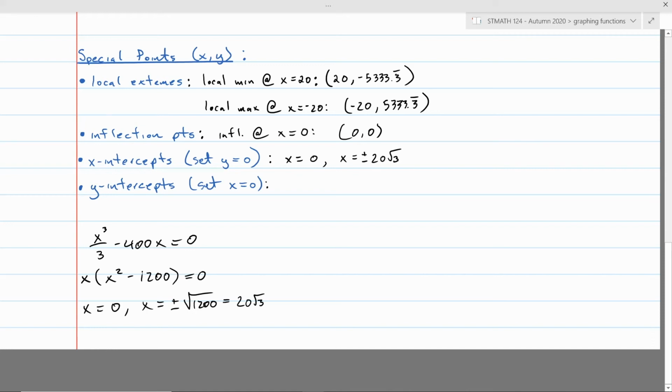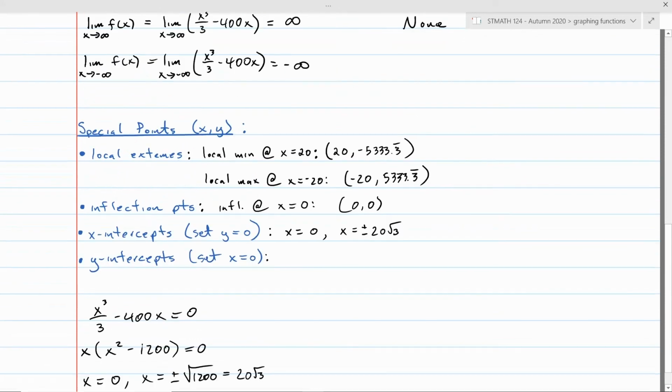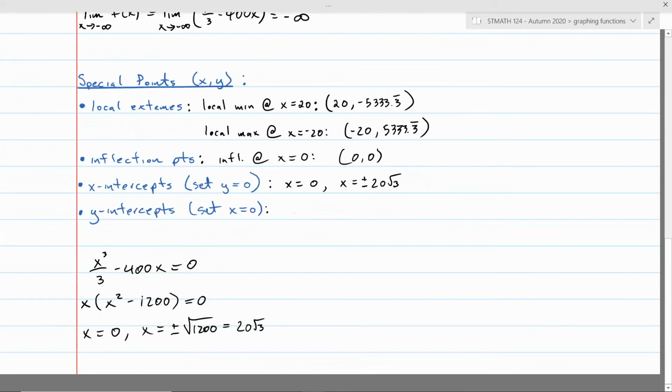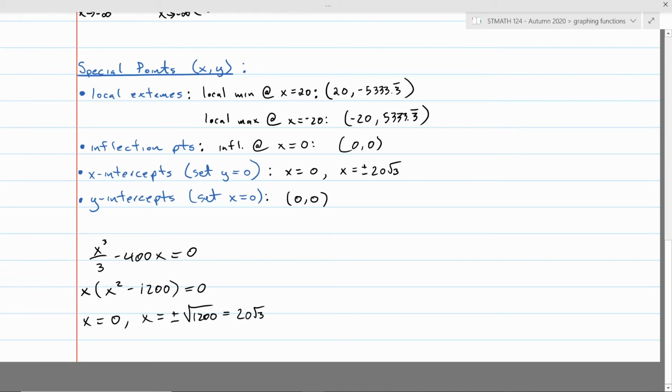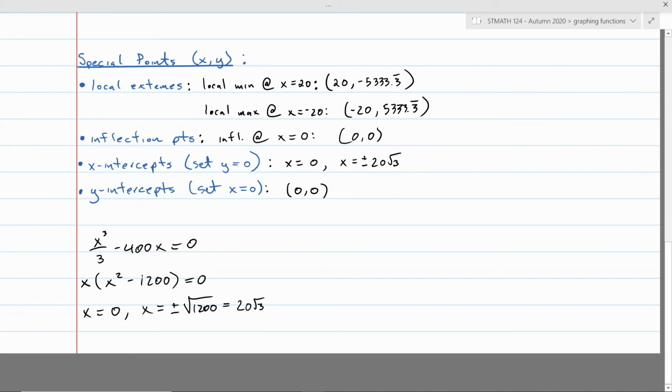And the y-intercept just means put x equals 0 in the original function. And when you do that, you just get y equals 0 also. So (0, 0) is the y-intercept. So, okay, I think we have enough information to try to graph this thing.